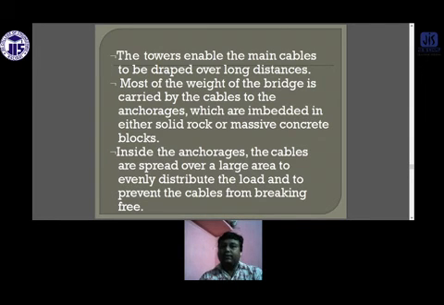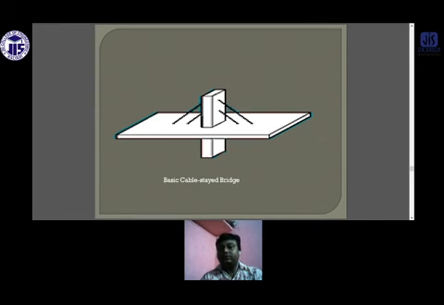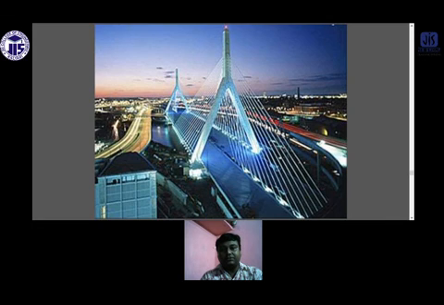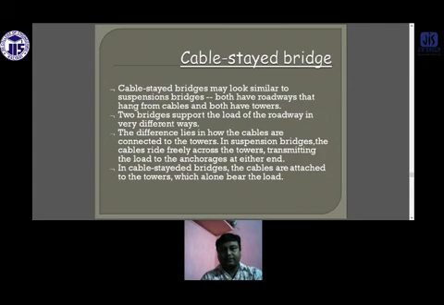The towers are connected to the main cables. Most of the weight of the bridge is carried by the cable itself, and at the anchorage, the cables are spread over a large area to evenly distribute the load. This is the basics of the cable-stayed bridge. All the load coming on this cable is transmitted to the deck. This is an example. This is also an example. The cable-stayed bridge is similar to the suspension type actually.